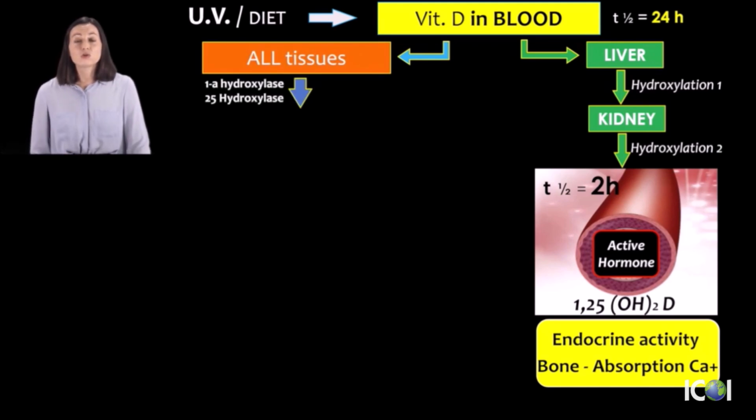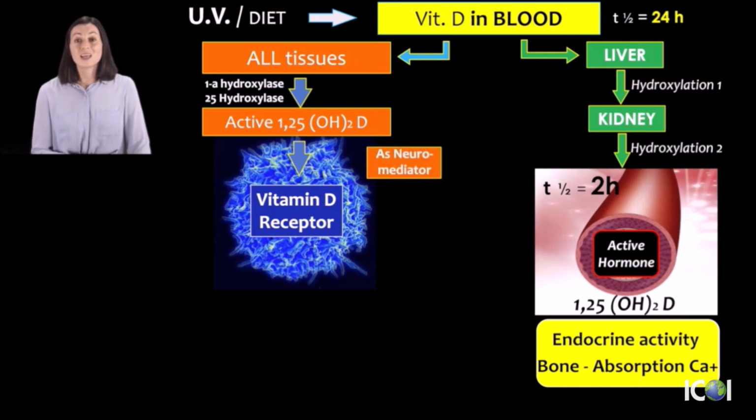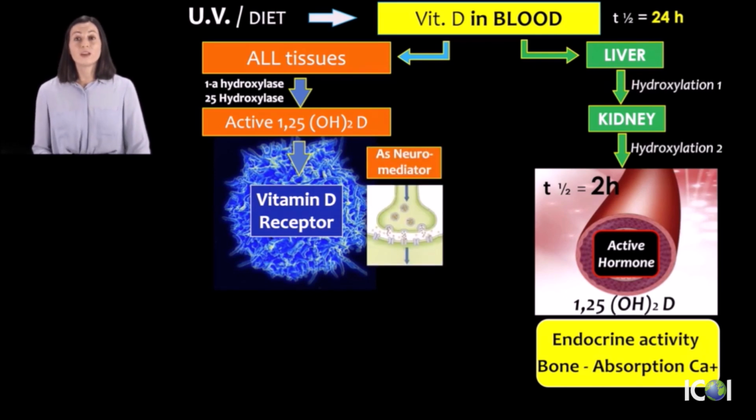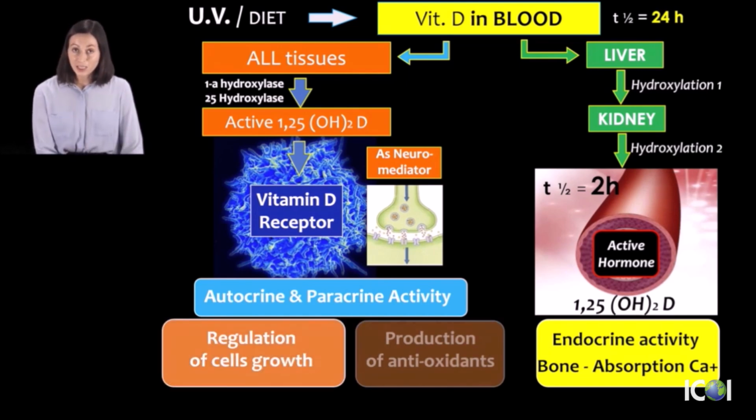The second pathway is this one. Vitamin D is also found in all tissue. And in its active form, when binding with its own receptors, the vitamin D receptors will act as a neuromediator to help cell communication. And this is the autocrine and paracrine activity. Vitamin D here regulates the cell growth and produces antioxidant.